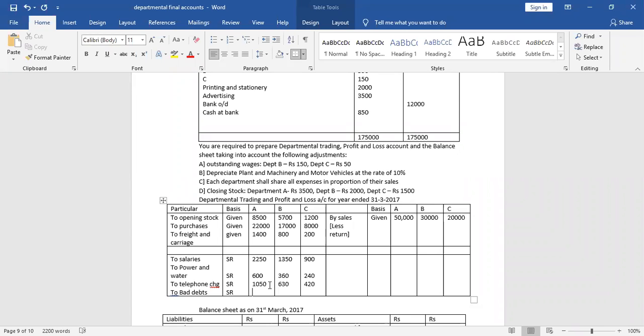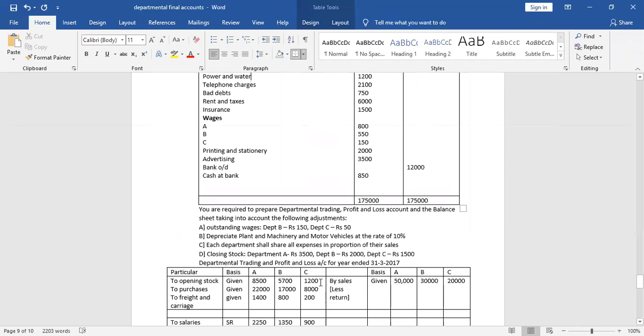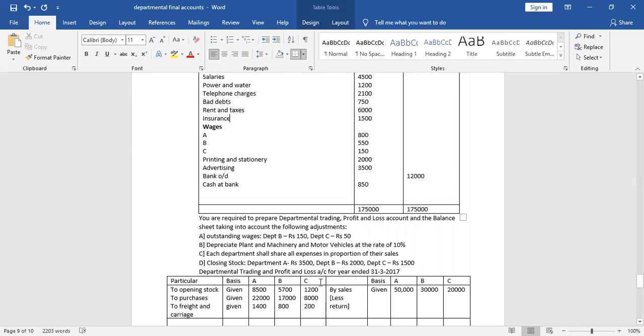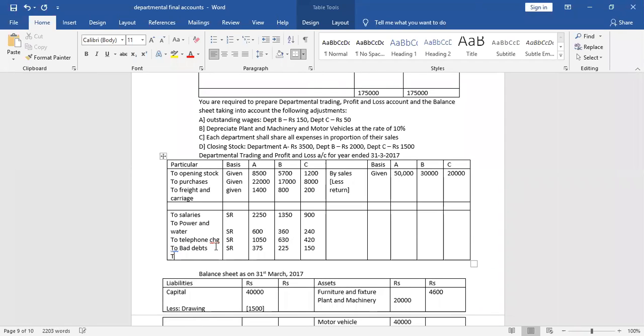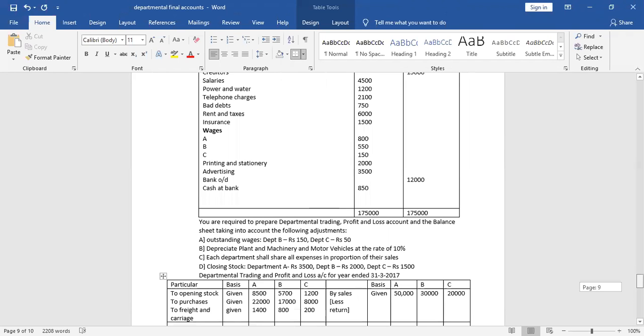750, 3 upon 10. Sorry, 753 upon 10, 750, how much? 2 upon 10. After bad debts, we have rent and taxes. What is the amount of rent and taxes?